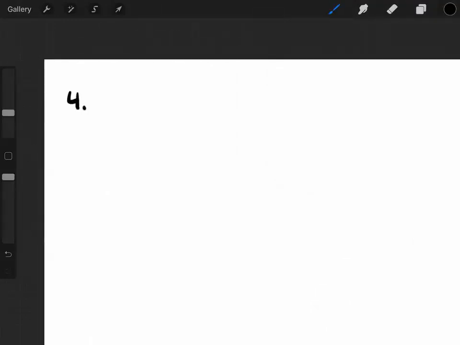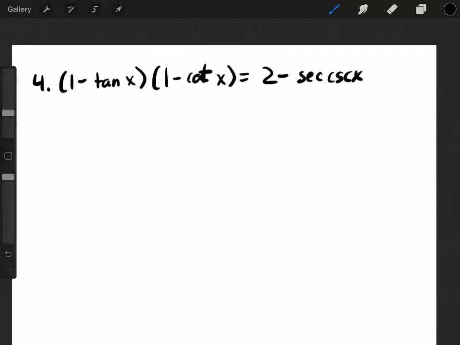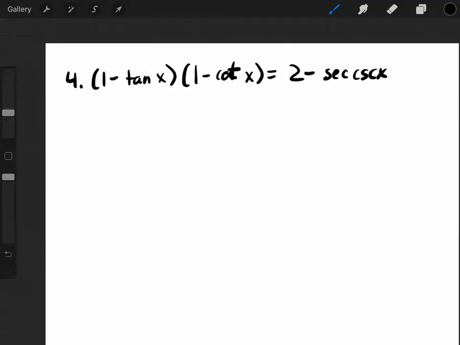Problem 4 is 1 minus tangent x times 1 minus cotangent of x is equal to 2 minus secant cosecant of x. So now let's look at what we've done in our previous examples and just FOIL this out. So you've got tangent x, cotangent x.